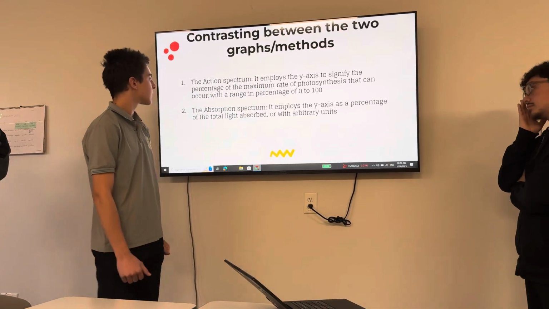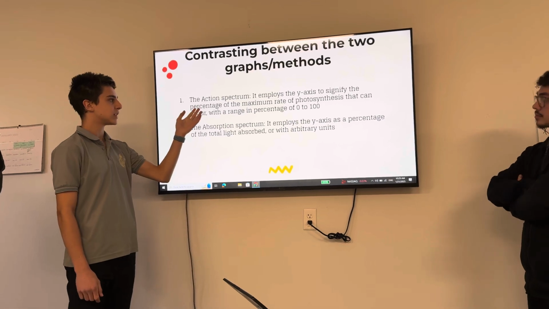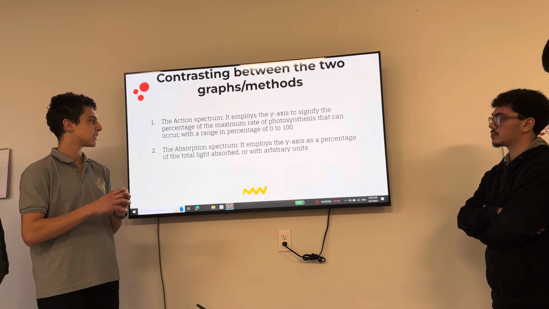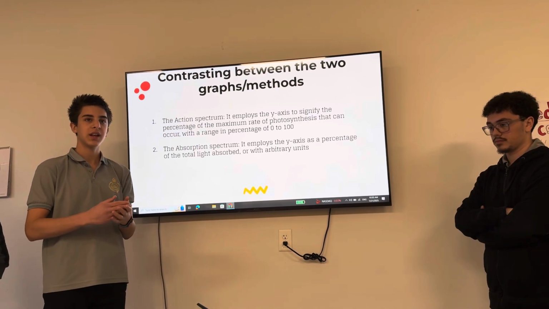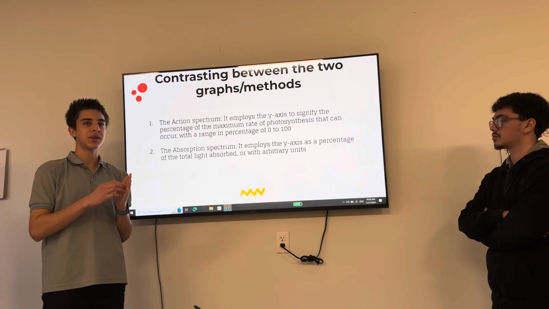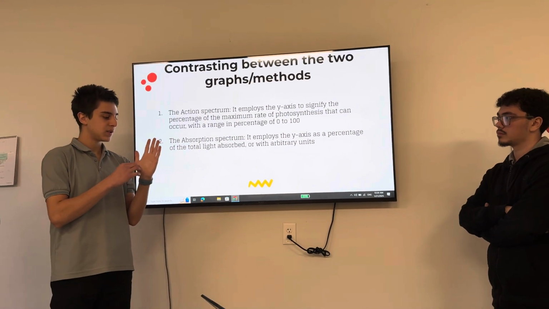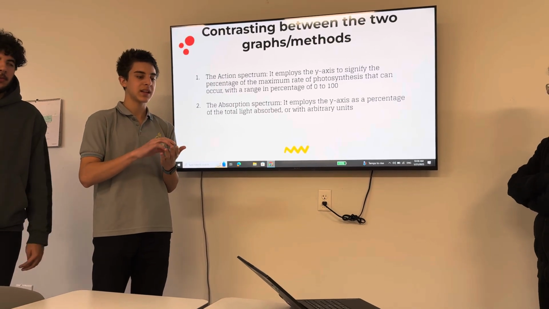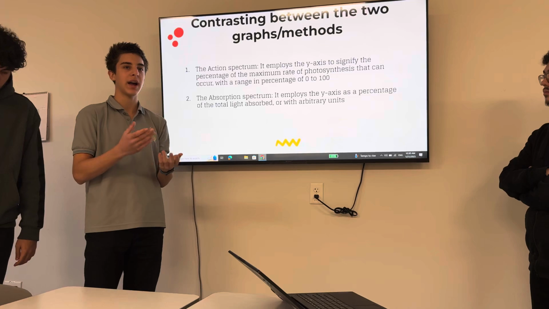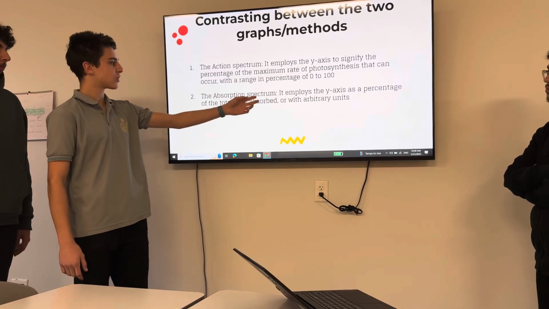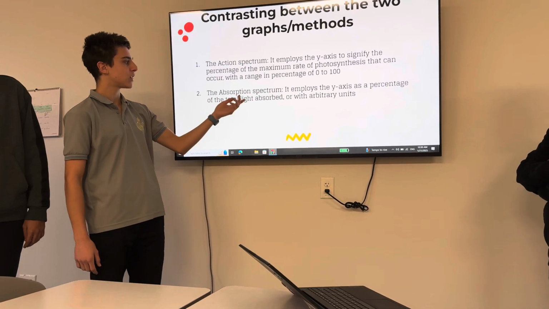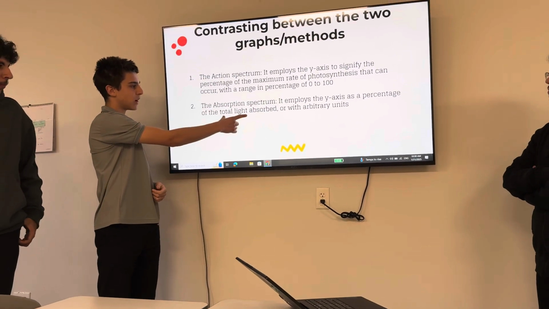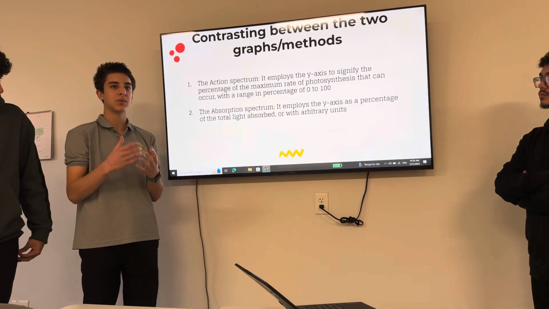Now, contrasting them, the action spectrum specifically employs the y-axis as a percentage of the maximum rate of photosynthesis that can occur, within a range of 0 to 100. So if it told you that it was 80 at violet, or purple light, it means that 80% of the maximum photosynthesis rate will happen when you have purple light. And then the absorption spectrum uses the y-axis as a percentage of the total light absorbed, with arbitrary units. But this is mainly what we need to focus on. It's a percentage of the total light that's being absorbed. That's it.